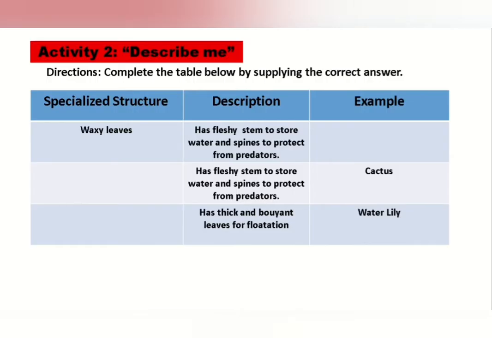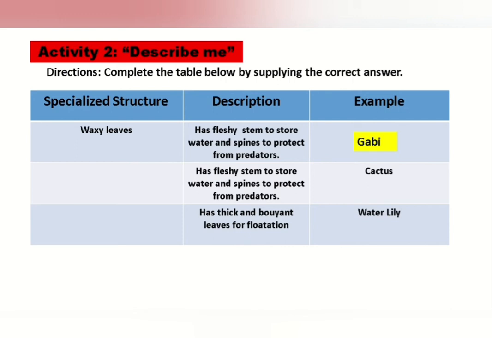Okay, activity 2, describe me. You're going to complete the table by supplying the correct answer. So, number 1, we have the specialized structure, waxy leaves. This description has fleshy stem to store water and spines to protect from predators. Example is a gabi. It has waxy leaves.